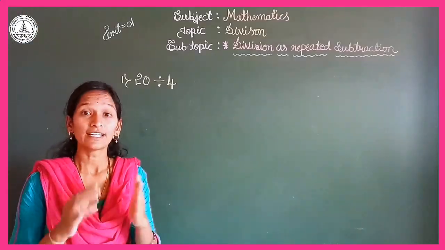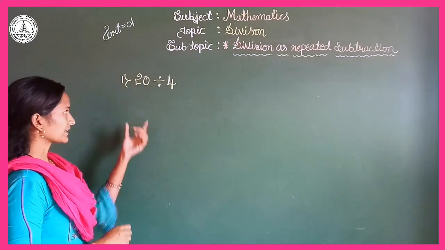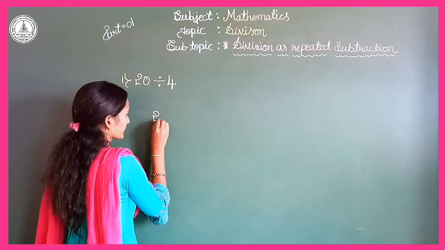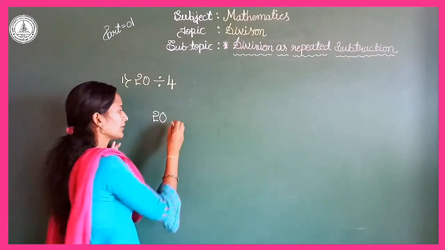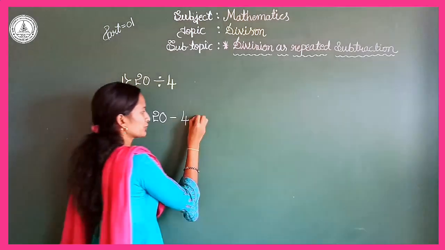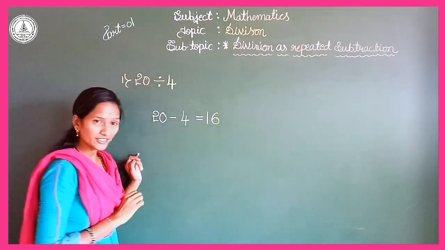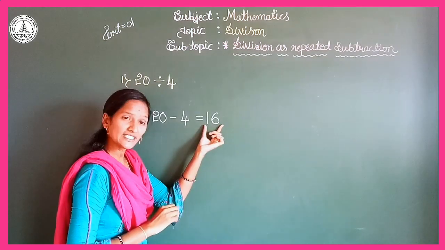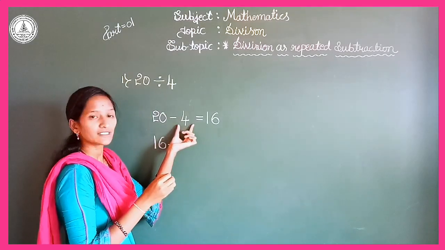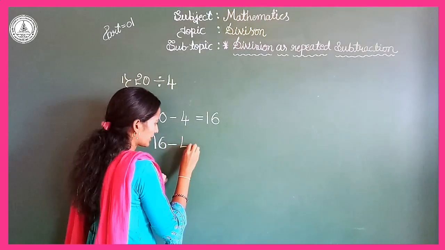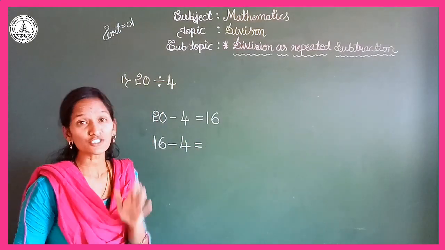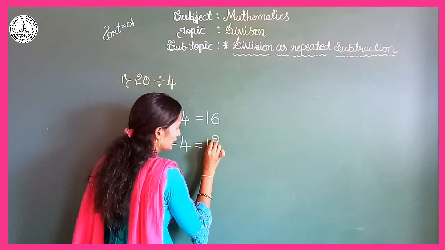Right? Students, let us see one more example. It is like this: 20 divided by 4. First I am writing the number 20 here. From the number 20, I am going to subtract 4. So what is 20 minus 4? 20 minus 4 is 16. Right? Next, I am taking the number 16 in the next case. See here, 16 minus the same number 4. So I am writing 4 here. What is 16 minus 4? Yes, 16 minus 4 is 12. So I am writing 12 here.